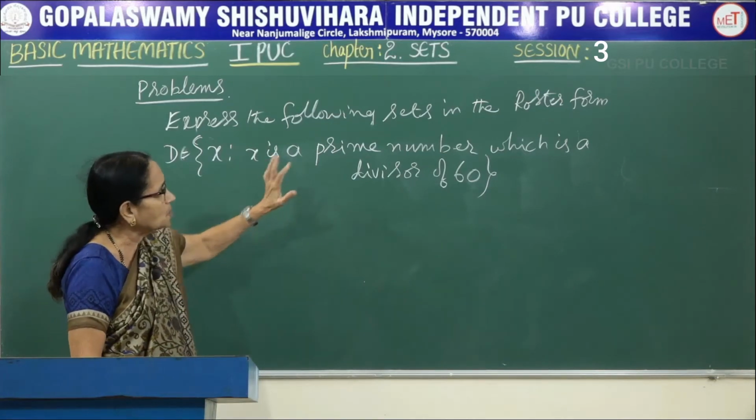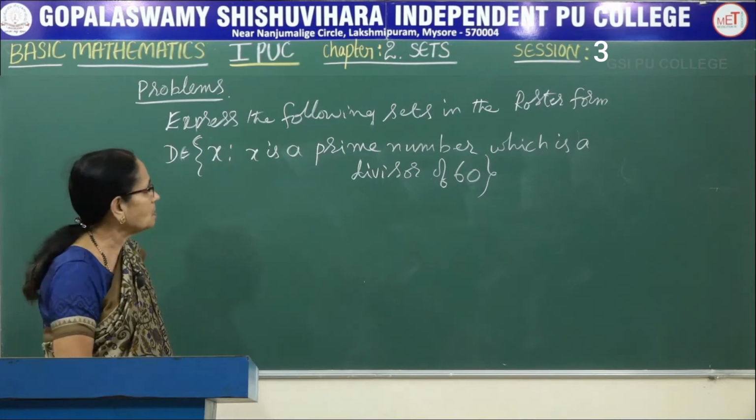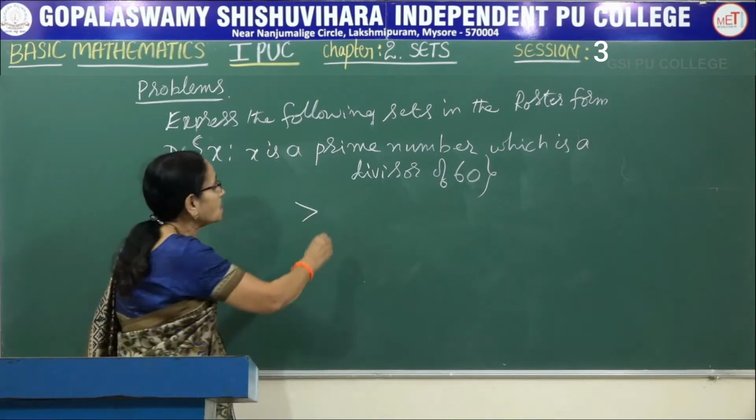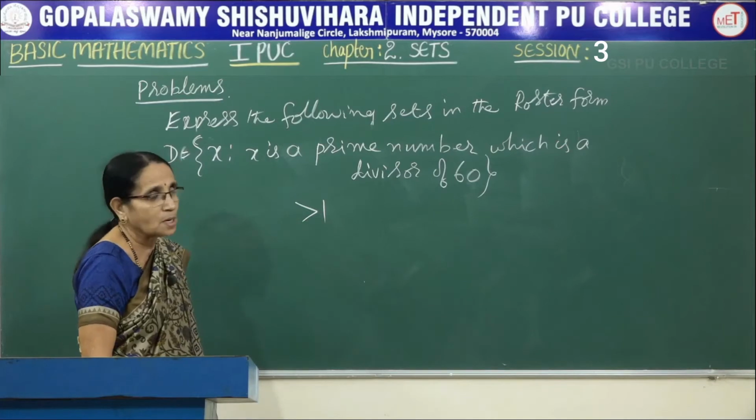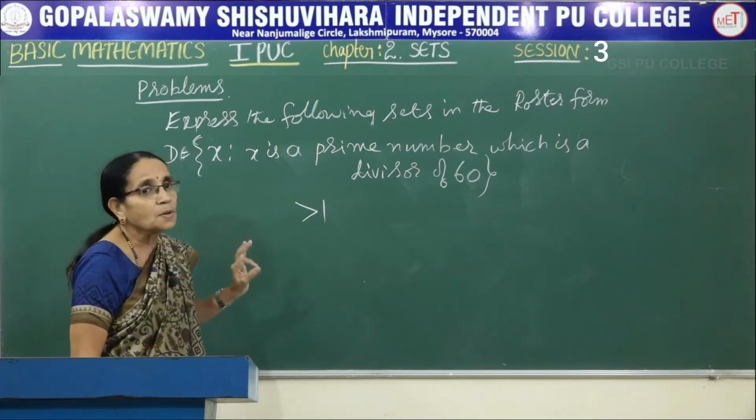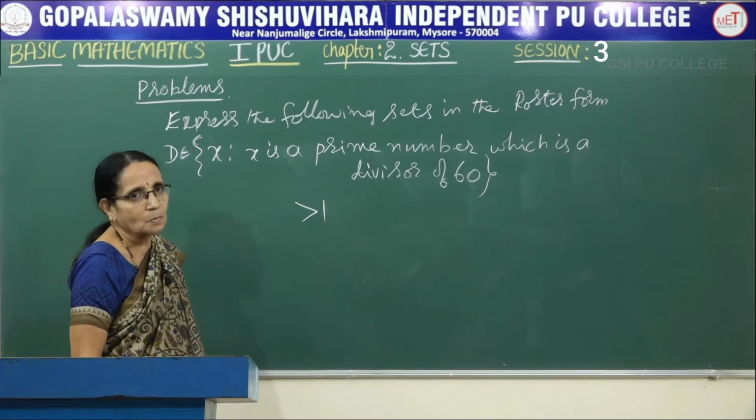Now let me recall the definition of prime number. You are already familiar with that one. Prime number means any integer strictly greater than 1. We define it like this: any integer greater than 1 which is divisible by 1 and itself is called a prime number.